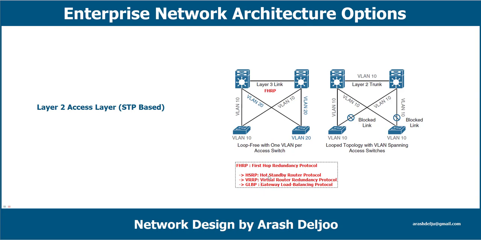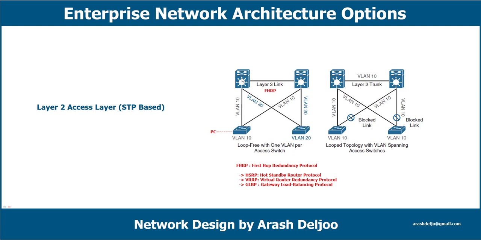HSRP is the abbreviation of Hot Standby Router Protocol. VRRP is the abbreviation of Virtual Router Redundancy Protocol, and GLBP is the abbreviation of Gateway Load Balancing Protocol. We can enable FHRPs between these two routers or these two MLS. Because of that, when, for example, one PC as a member of VLAN 10 wants to send traffic to external networks, like the other VLANs, like the internet or some other places, it can use one of the routers as the active router.